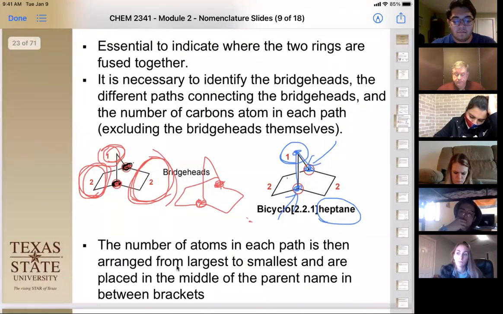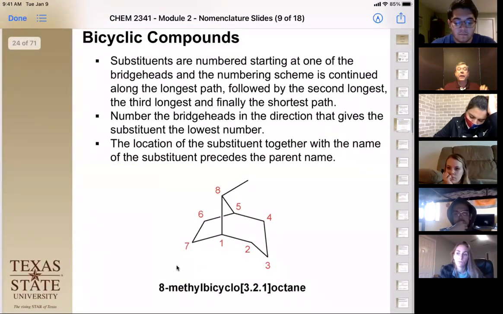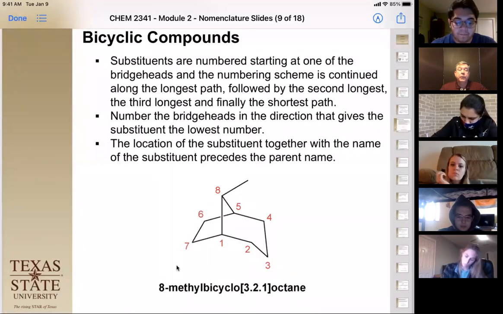So I'm going to move on. Okay. So now when we name things with bicyclic compounds, we actually try to do the same thing where we name the longest bridge first. So we start with one of the fusing carbons, and then we name the longest branch first, the second longest second, and the third longest bridge last.